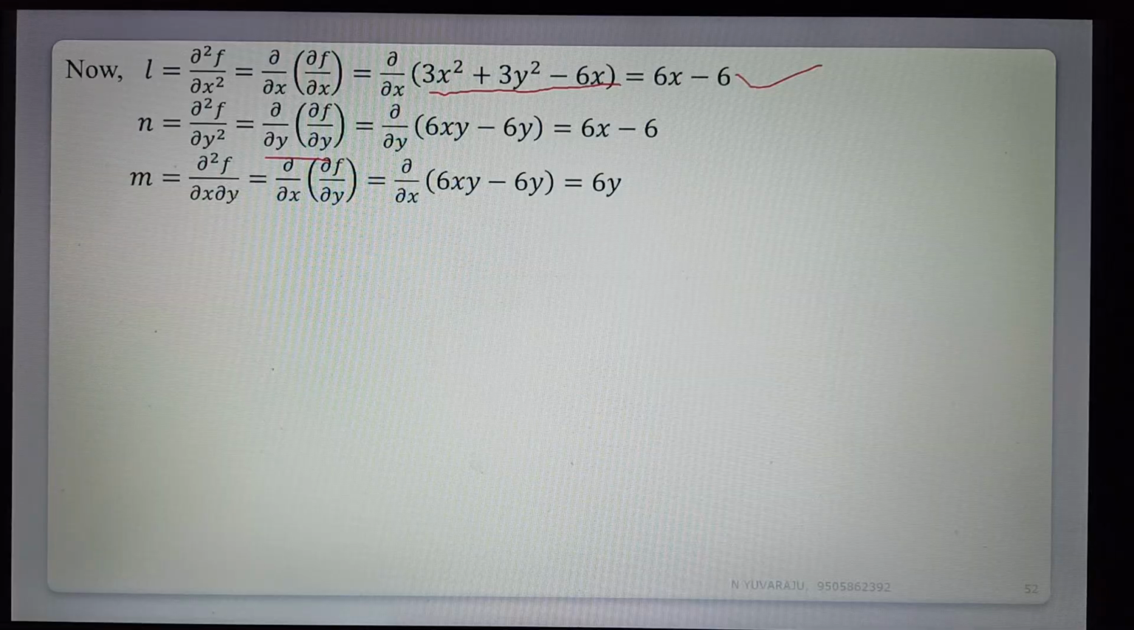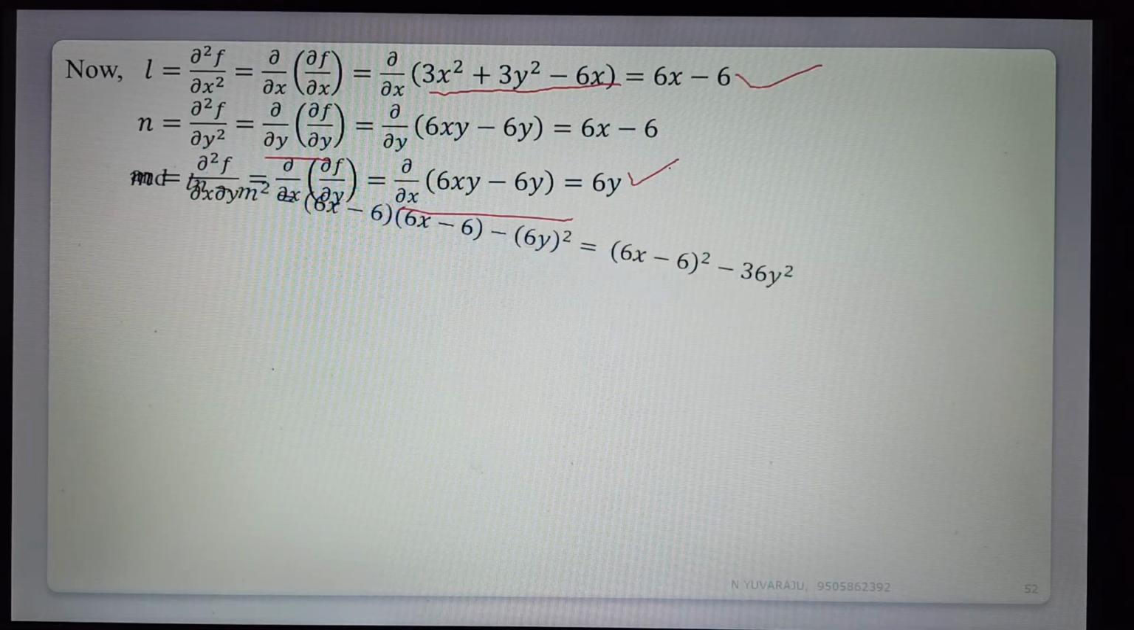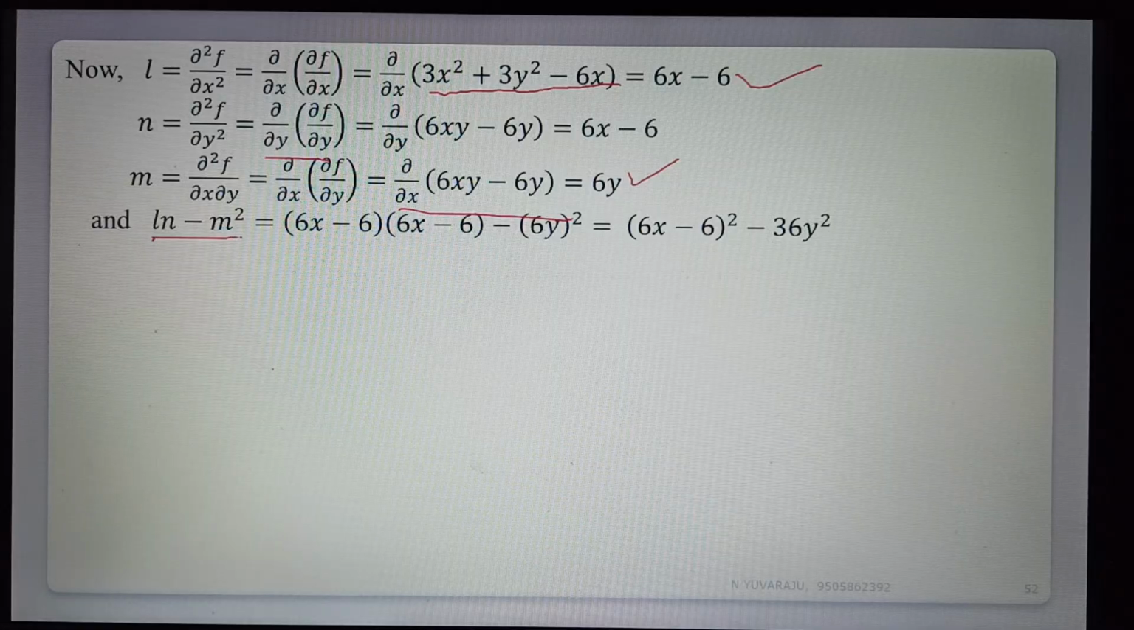M is equal to ∂²f/∂x∂y. That is ∂/∂x of ∂f/∂y, which is equal to ∂/∂x of (6xy - 6y), which is equal to 6y. Now find the condition LN - M². LN - M² is (6x - 6) into (6x - 6) minus (6y) whole square, that is equal to (6x - 6)² - 36y².